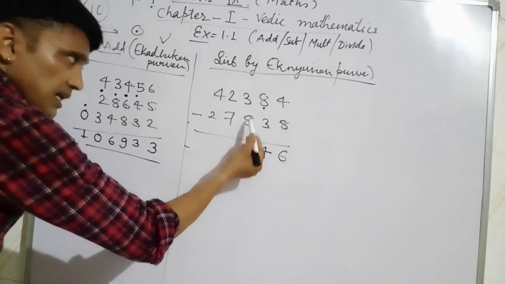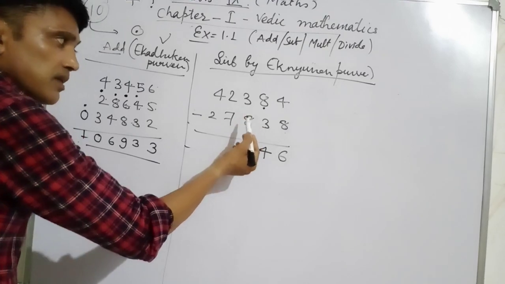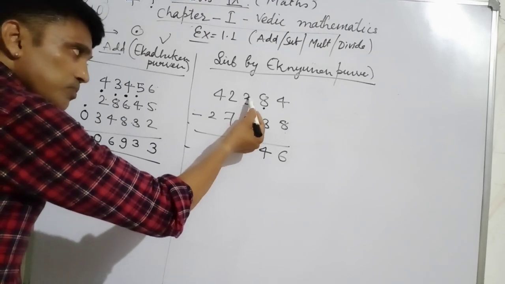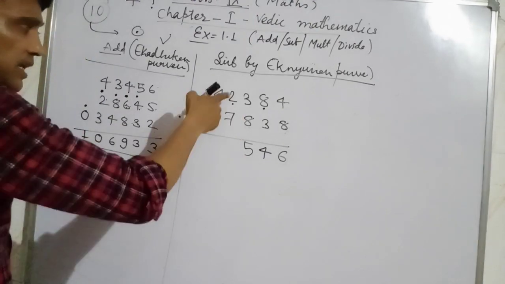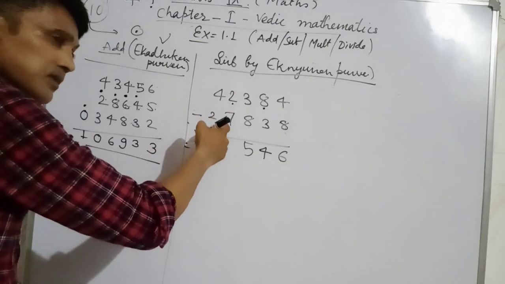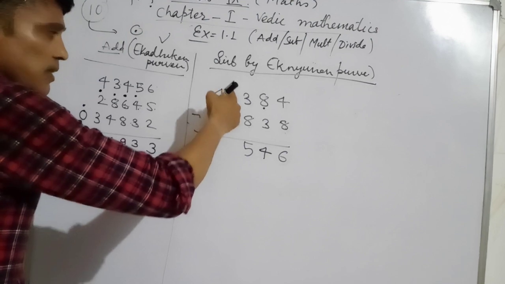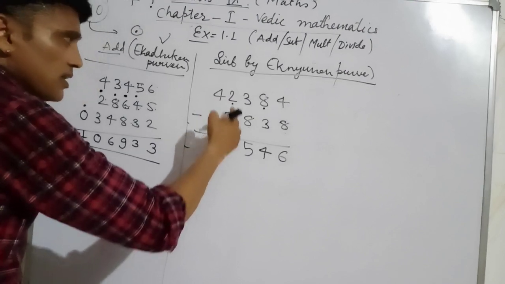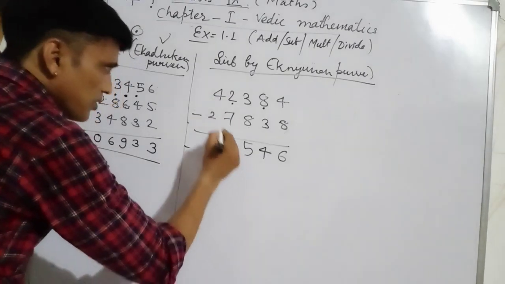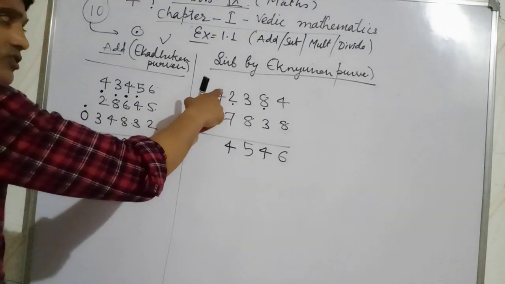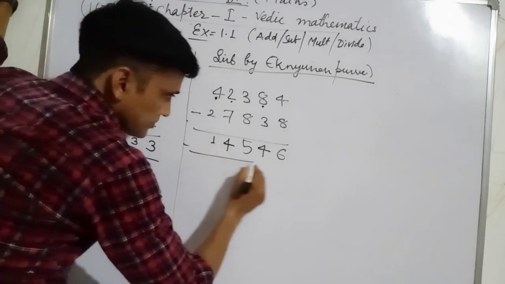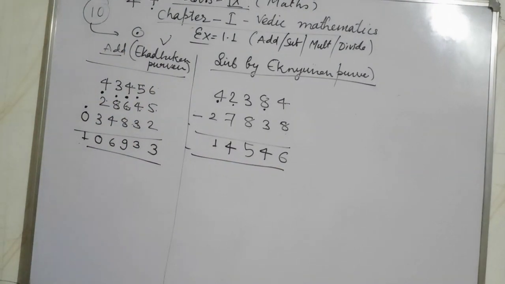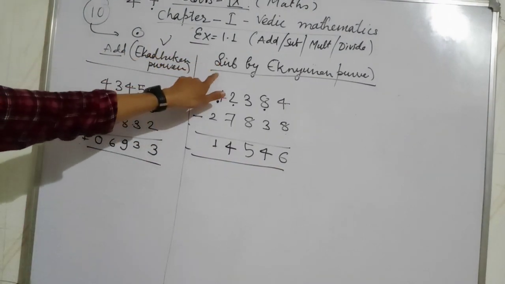If 8 is again not subtracting from 3, the Param-Mitra of 8 is 2. 2 plus 3 is equal to 5. Put a dot under. Now this is not 2, this is 1. 7 is not subtracting from 1. The Param-Mitra of 7 is 3, 3 plus 1 is equal to 4. Put a dot here. This is 3 now. 2 subtracting from 3 is 1. This is subtraction by Ekanyunena Purvena.